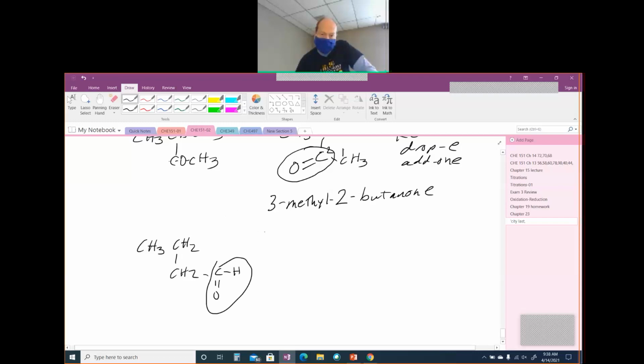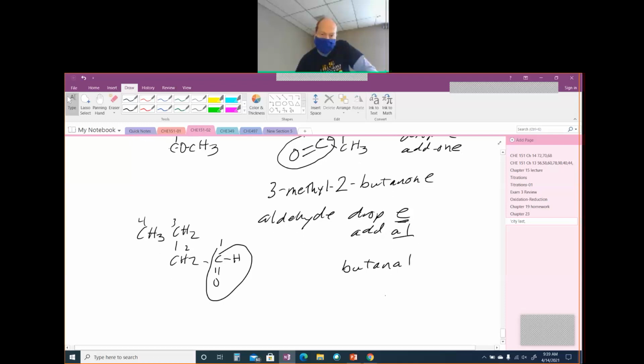All right, so again, you have an aldehyde. That means we're going to drop the E and add Al when we name it. Again, it's the longest carbon chain. However, your C double bond OH aldehyde, along with the carboxylic acid, that carbon is always carbon number 1. So 4 is the longest carbon chain, so that is a butane. But we're going to drop the E of the butane and add Al. That is butanal. You never put the 1 in front because all aldehydes are 1.